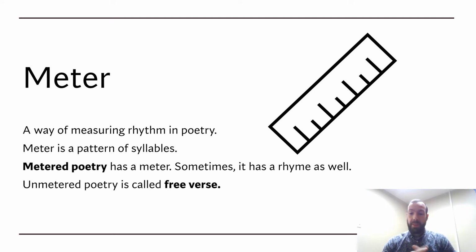Meter is a really important device in poetry. It's a way of measuring the rhythm. So another way of thinking about it is as a pattern of syllables. If poetry has a meter, we call it metered poetry. And not all metered poetry has a rhyme, but sometimes it does. And usually rhymed poetry is metered. That's where we get those really nice rhythms. If it's unmetered poetry, we call it free verse.